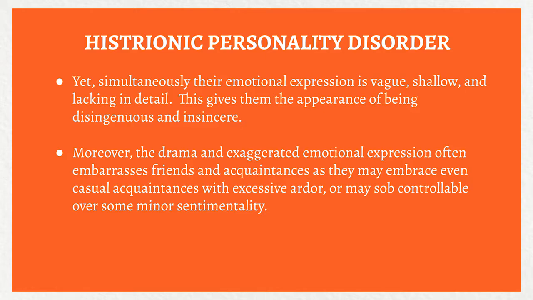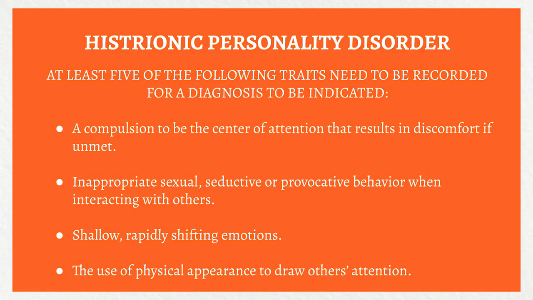So there's a lot of drama. We say there's a lot of drama with histrionic. So when we look at the graphic that's up now, at least 5 of the following traits are needed to diagnose someone who is histrionic. So the number one thing is this compulsion almost to be at the center of everything that's happening. So wherever we are, whatever we're doing, I'm at the center of what's happening. Inappropriate sexual, seductive, or provocative behavior with others.